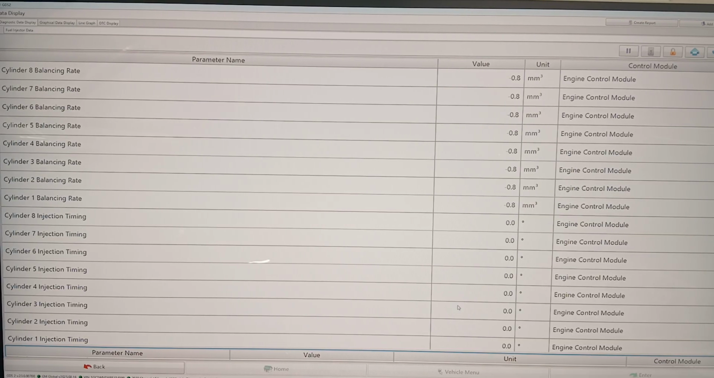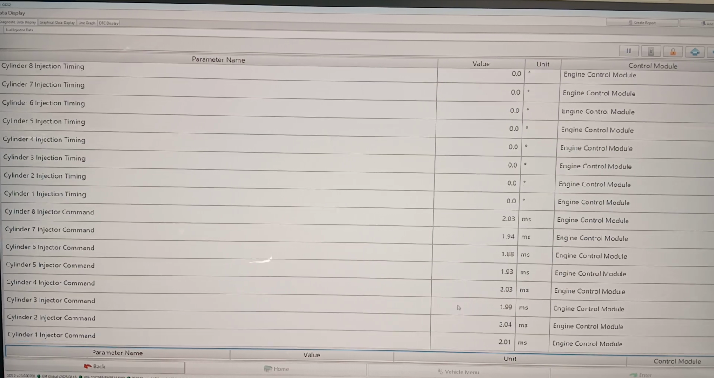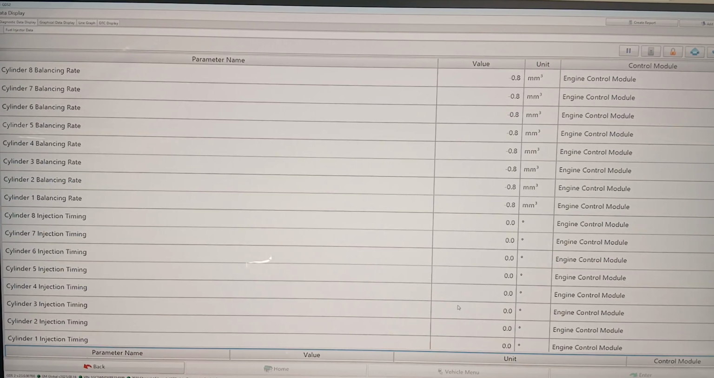So got the truck sitting here running right now. The injector on time measured in milliseconds, you can see right here for all 8 injectors. We're about range anywhere from about 1.88, 1.87 to 2.04 milliseconds. I'm at idle, so timing is at 0 degrees. And my balance rates are all negative 0.8 millimeters cubed.